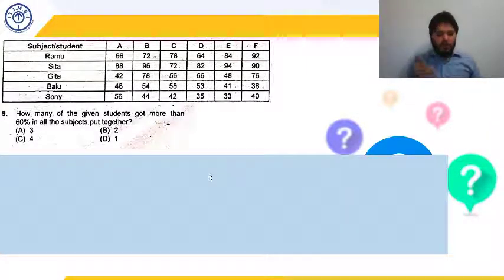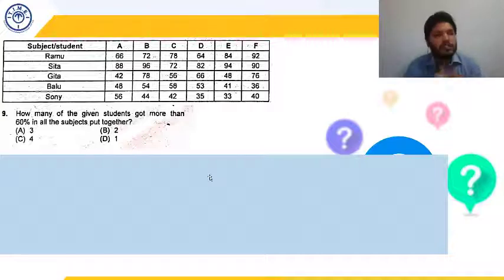So don't rush to solve this question, just see the data first. What we want is the number of students who have got more than 60% of the marks in all the subjects, that is, aggregate more than 60% marks, so who have got first division or more than first division. First we will see the table, analyze and observe which students we need to check. Do not rush and check it for every student.